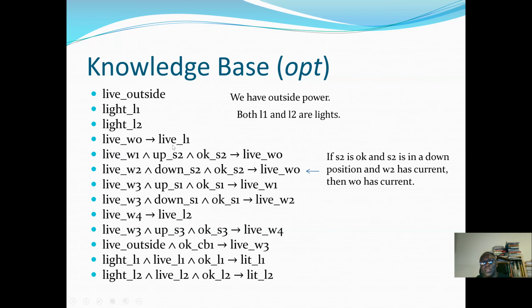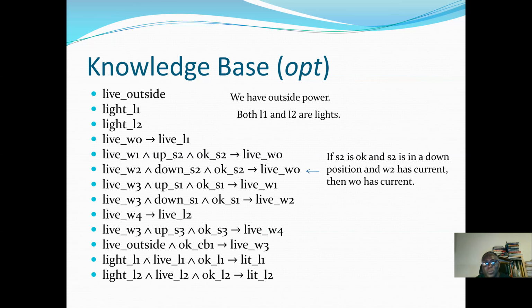So that's the rule here. Now the same thing: if there's a current in W1 and S2 is up, which means it's closed, it's on, and W2 didn't spoil, is good, then there will be a current on W0. So the same thing based on the circuit. If W2 is down, this time we say S2 is down, and also S2 is okay, then we may have live on W0. Now we can see the circuit and see if this rule holds.